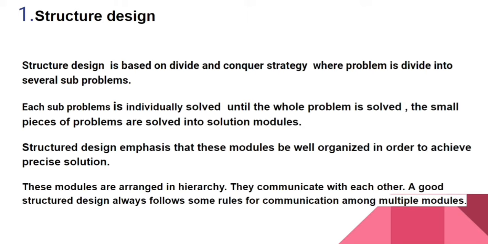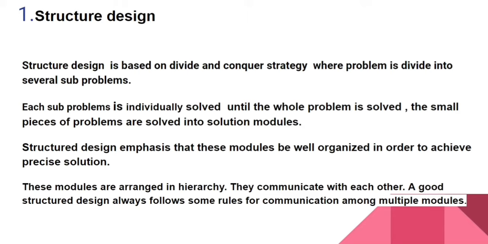Number one is structure design. Structure design is based on the divide and conquer strategy, where a problem is divided into several subproblems. Each subproblem is individually solved until the whole problem is solved. The small pieces of the problem are solved into solution modules. In structure-oriented design, we divide the system into small components. That is why the complexity of the system is divided. So it is really very easy for us to design a subproblem rather than a big problem.